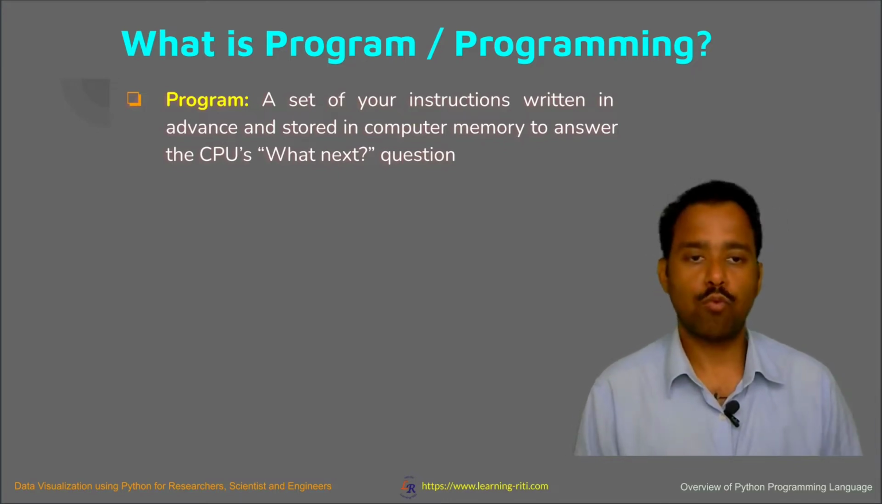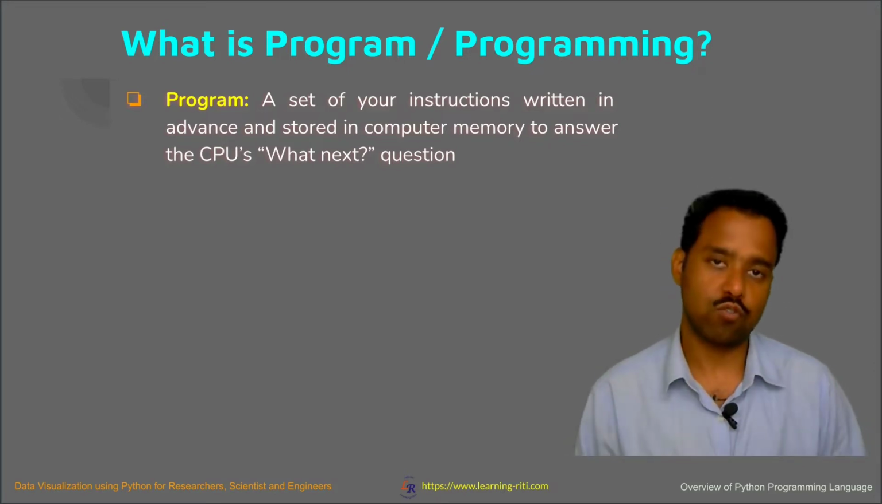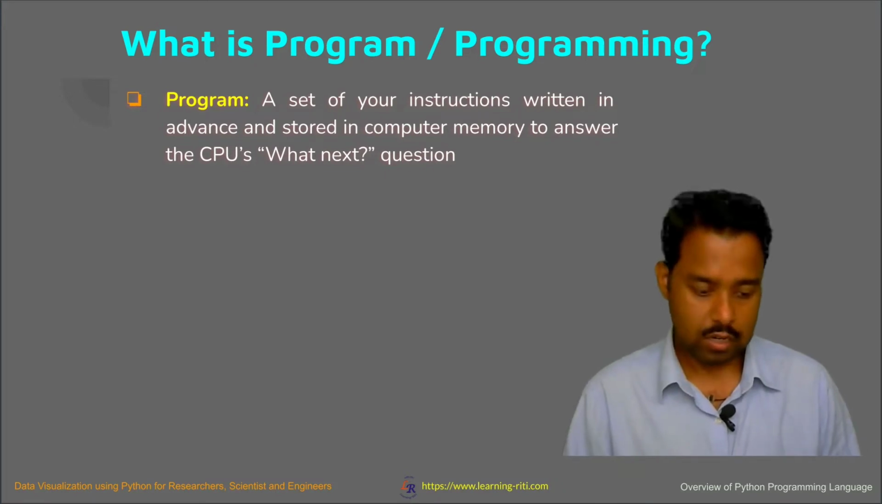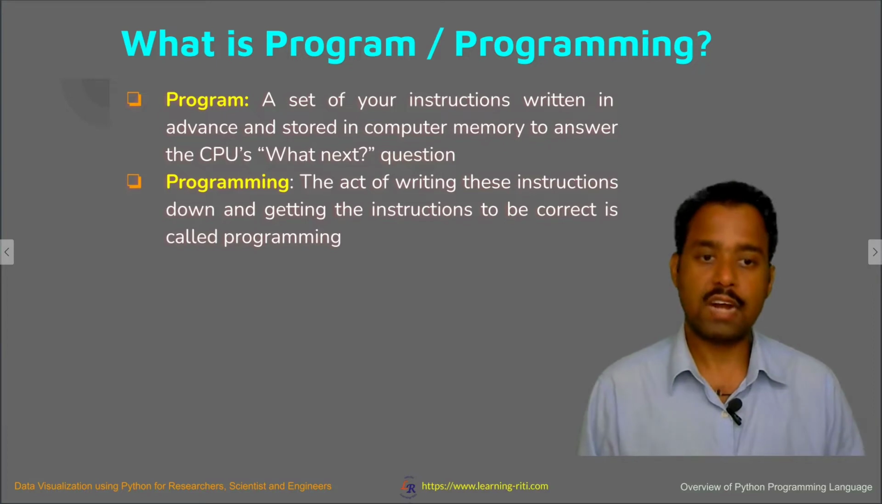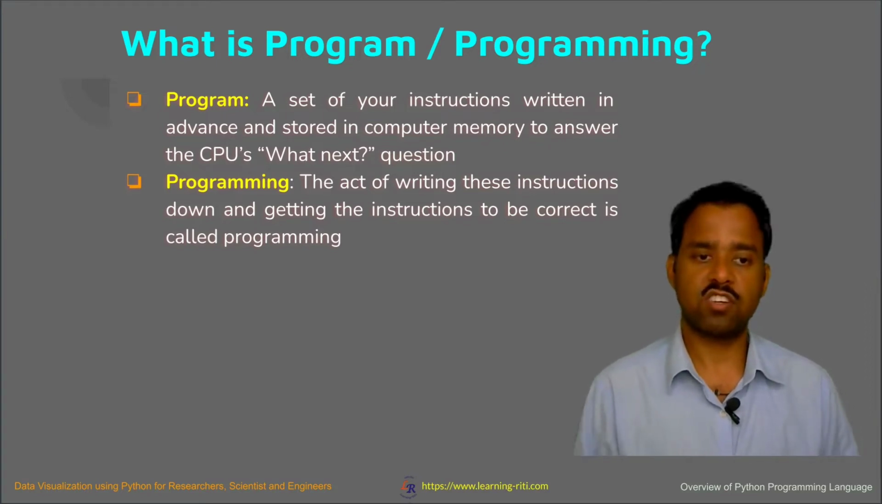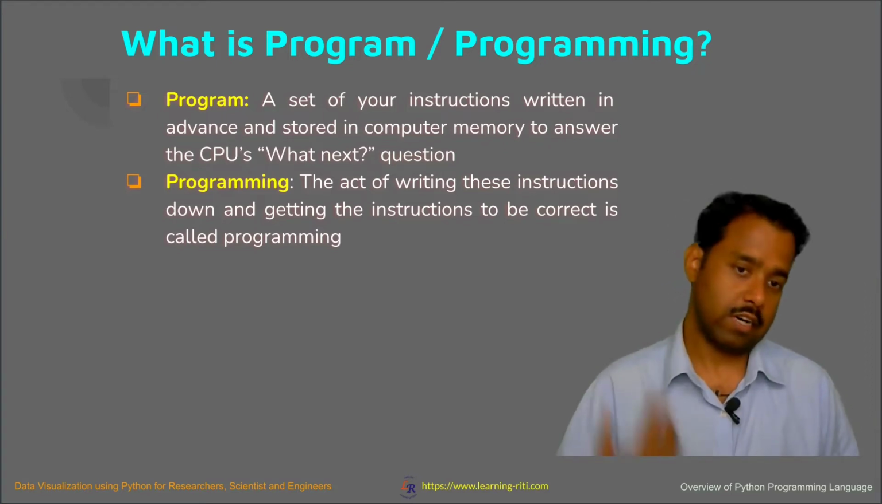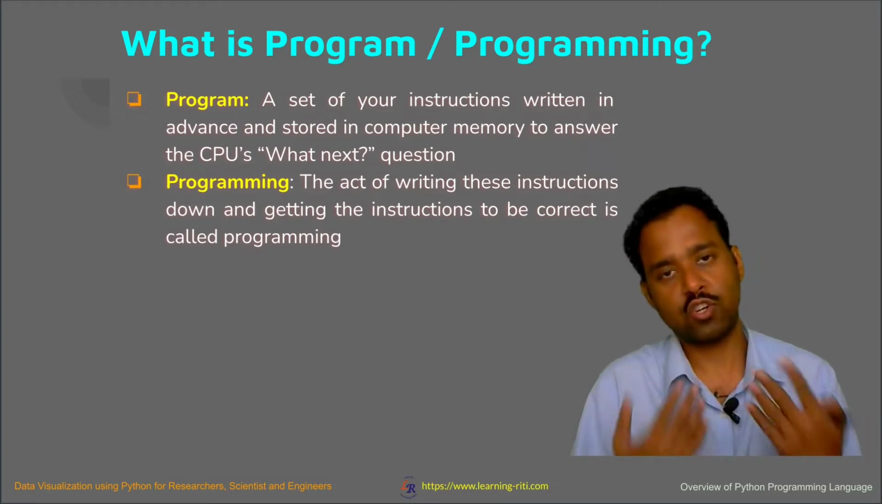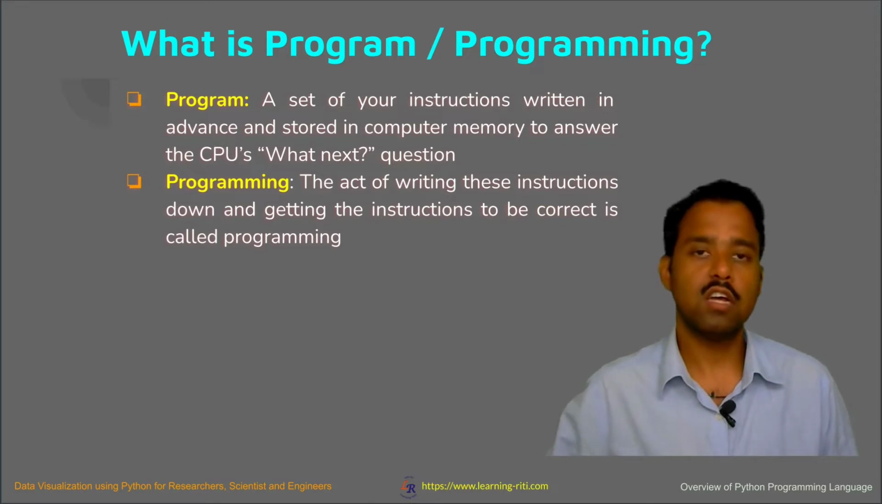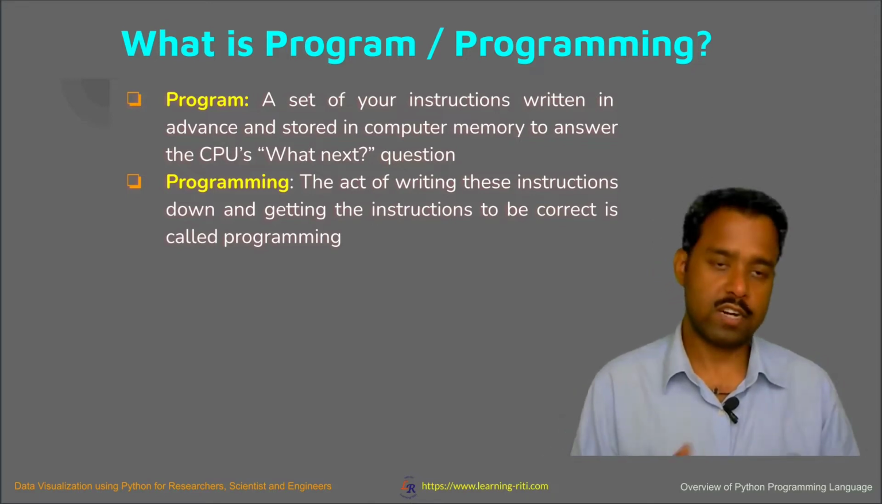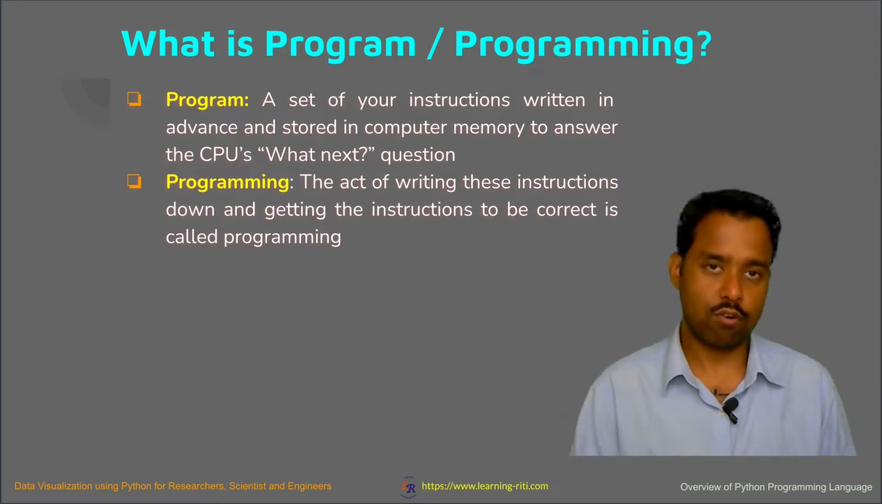So when we talk about a program, it's a set of instructions written in advance and stored in computer memory to answer the CPU's what-next question that we discussed just before. And then what is programming? The act of writing the instructions down and getting the instructions to be correct is called programming. Getting it correct means the code is doing the job for what it is written. So if that is working, then the act of writing this kind of instruction is called programming. And of course, if you are writing this program, then you are the programmer, right?